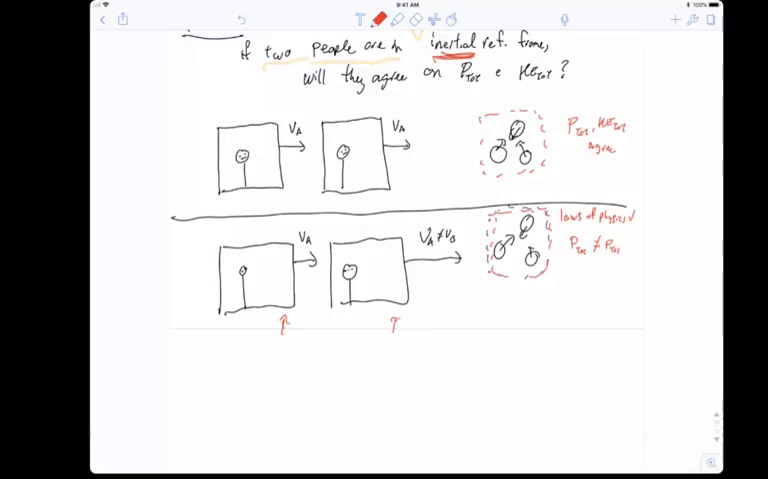They're going to disagree on how much total momentum there is. They're going to disagree on how much kinetic energy there is. Okay?